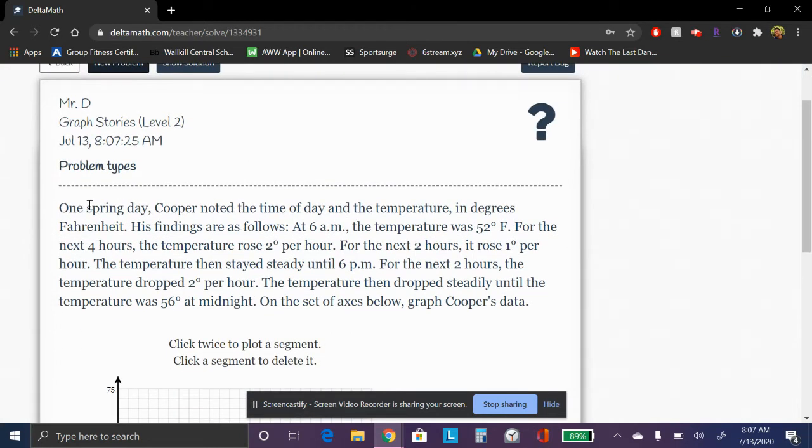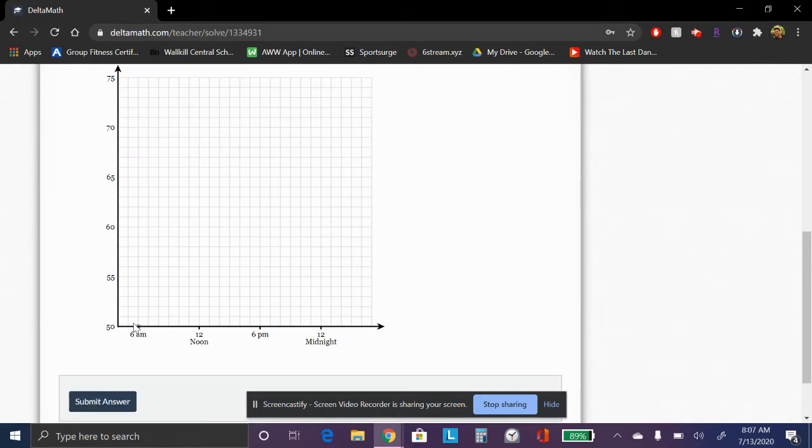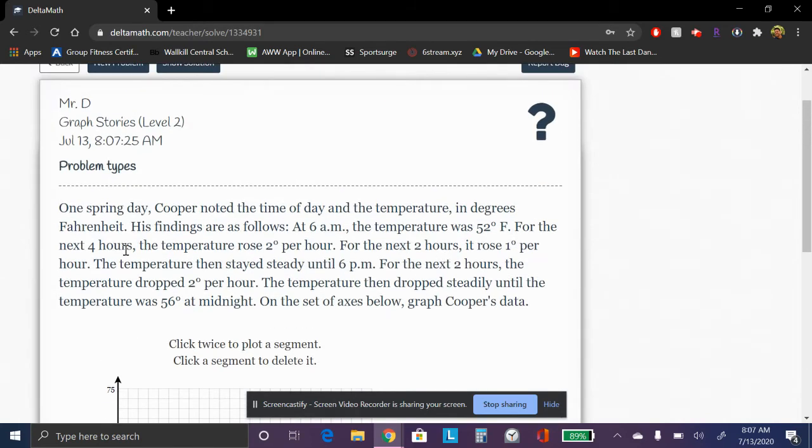All right, so on a spring day, Cooper noted the time of day and the temperature in degrees Fahrenheit. His findings are as follows. At 6 a.m., the temperature was 52 degrees. Now this one doesn't give us nicely all the degrees here, but you can figure it out. 6 a.m. is 52 degrees. Go up to 52, that's where it starts.